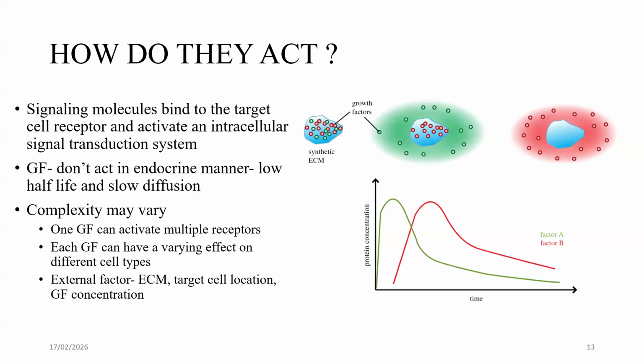Because if it is lost in translation, you will lose the properties of the growth factors. This complexity of growth factors can be seen over here. Imagine factor A, factor B, and this is time, this is protein concentration. There was an initial burst, and boom, it went down, with time.